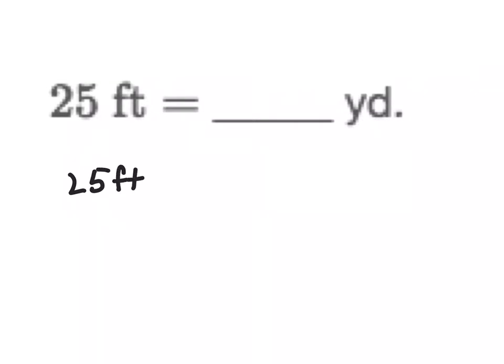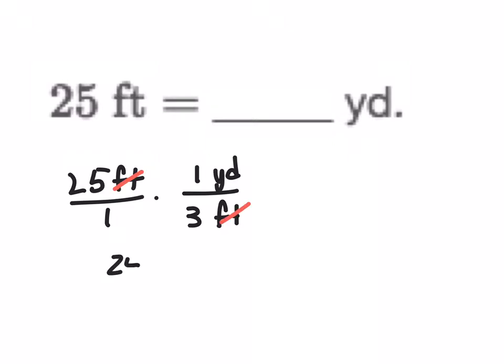25 feet over 1. And I'm going to multiply that by, and I'm going to put feet down here and yards up here. Okay, so 25 feet. And what I know is my conversion is that I have 3 feet in 1 yard. Now I can divide out my feet here and here, and what I'm left with is 25 times 1 yards divided by 1 times 3. And my label now is just in terms of yards.